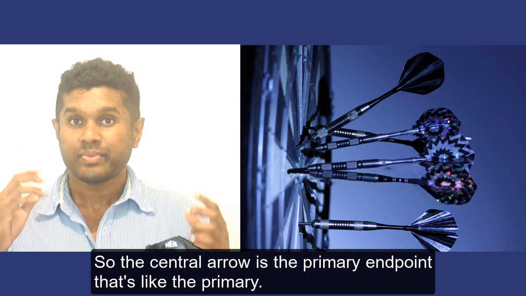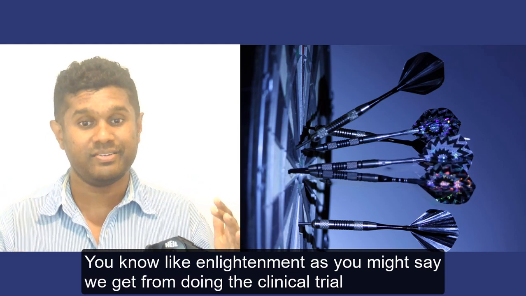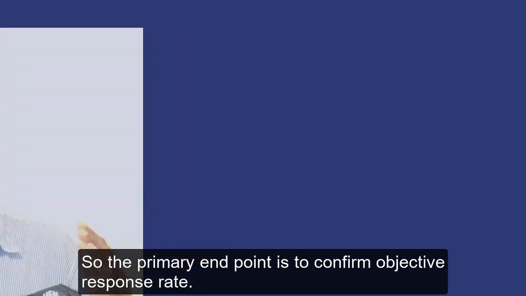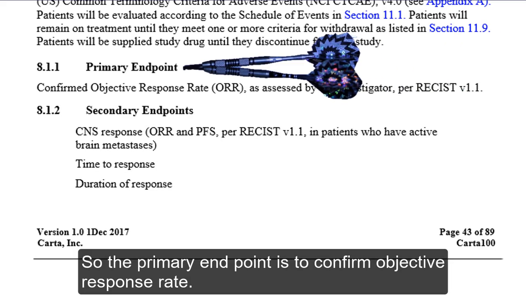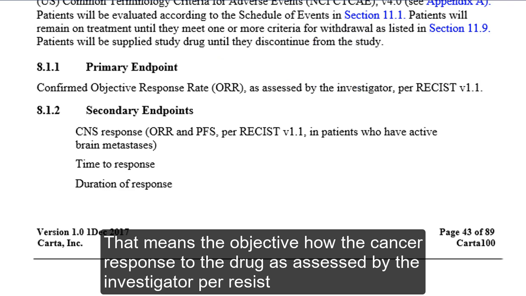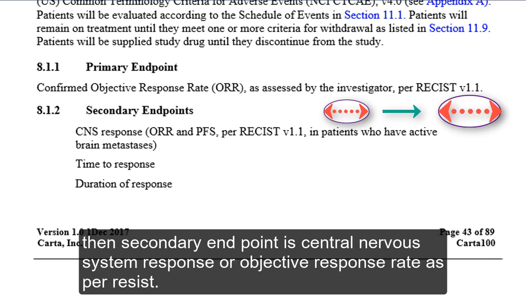That's like the primary enlightenment, as you might say, we might get from doing the clinical trial. And then the peripheral arrows are the secondary endpoints. Those are like secondary. So the primary endpoint is to confirm objective response rate. That means how the cancer responds to the drug as assessed by the investigator per RECIST. So RECIST is like a scheme used to gauge the response of solid tumors by measuring their diameter, right? And then secondary endpoints are central nervous system response or objective response rate as per RECIST.